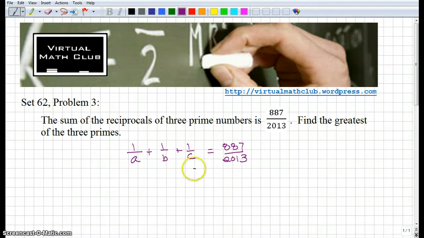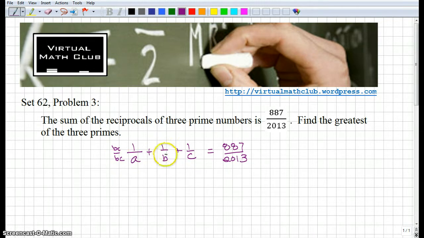So let's first of all just think about what we would need to do. We've got essentially three fractions. Okay, we don't know what A, B, and C are, but if they were numbers, we'd need to get them all on the same denominator. So in order to do that, we would just multiply 1 over A by BC over BC, right? We're just multiplying by 1, so it doesn't change the value of 1 over A. And then the denominator would be ABC, right? A times B times C.